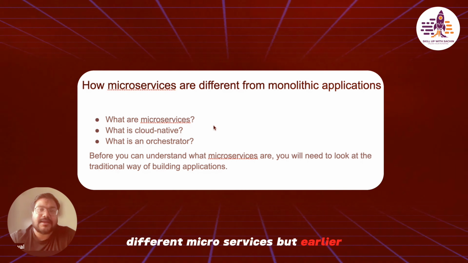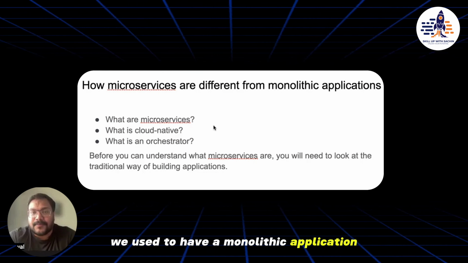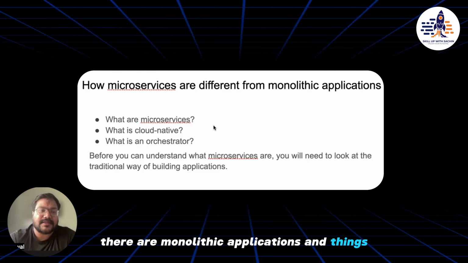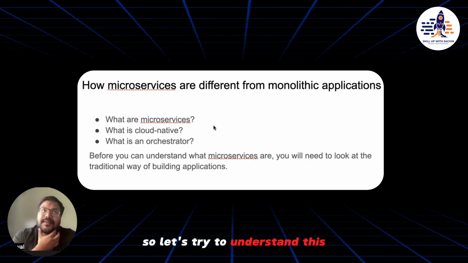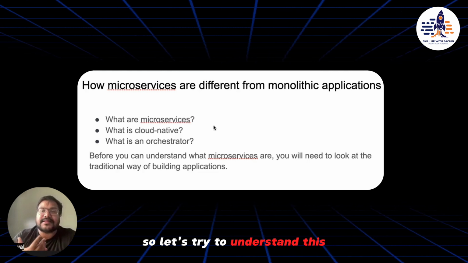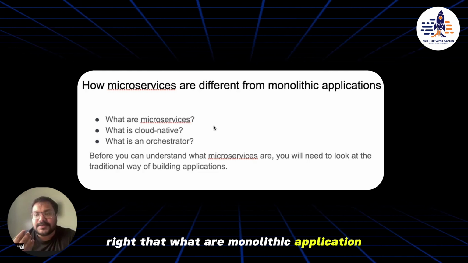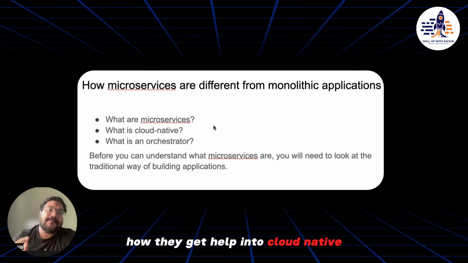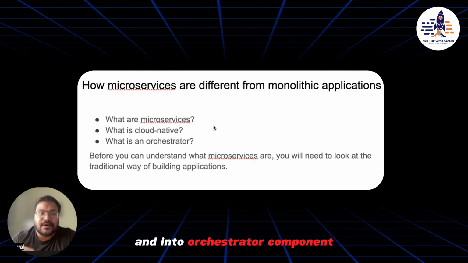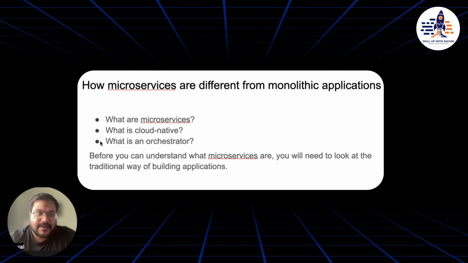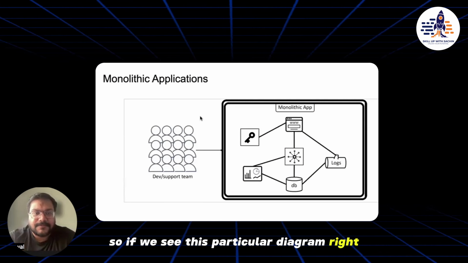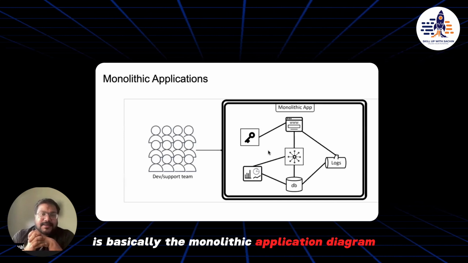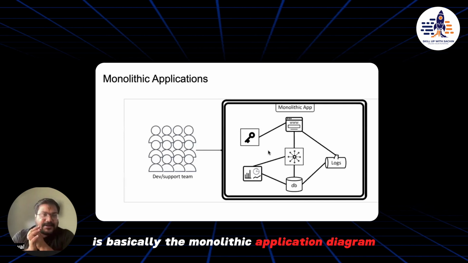microservices. But earlier we used to have monolithic applications. So let's try to understand this: what are monolithic applications, how they changed to microservices, and how they help in cloud native and orchestrator components. If we see this particular diagram, this is the monolithic application diagram.